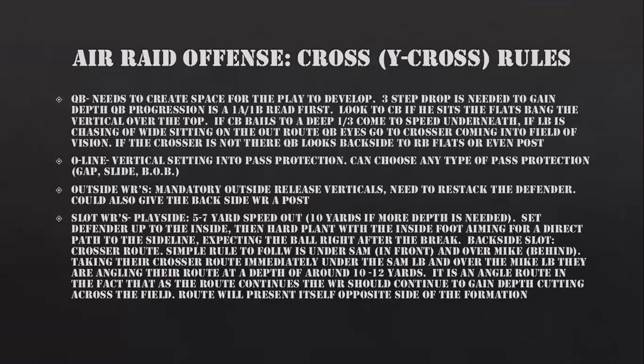The backside slot is our crosser route. A simple rule that I follow is to tell him, in the direction of his route, to go under Sam, which means in front, and over Mike, which is behind. Take the crosser route immediately under the Sam linebacker and over the middle Mike linebacker, angling that route. It's not a straight dig route. It's angling the route so that you continue to gain depth, but you start that depth at around 10 to 12 yards.